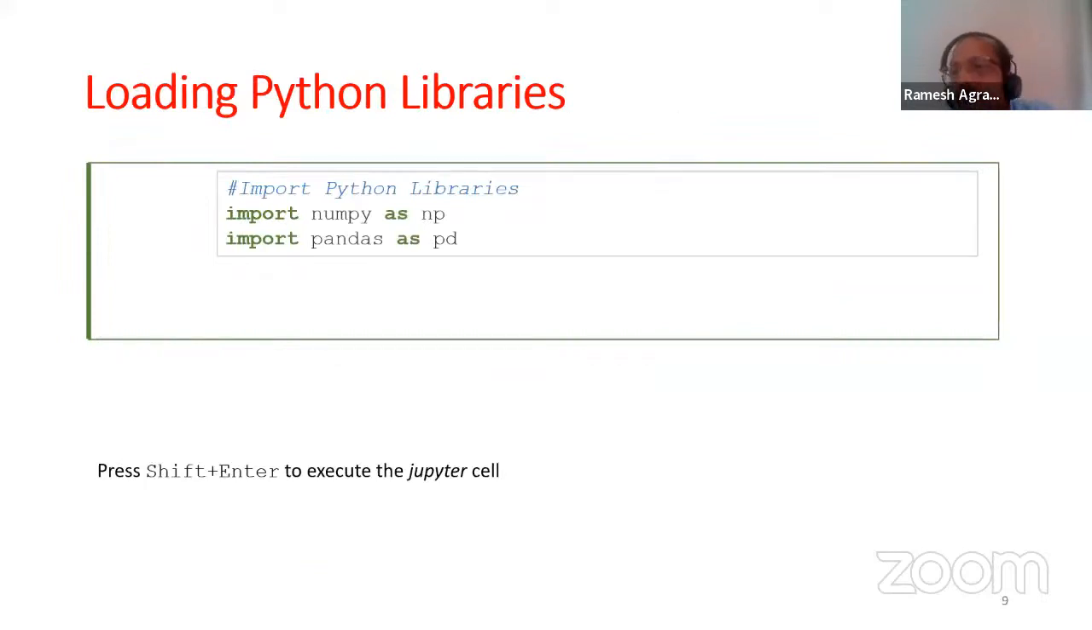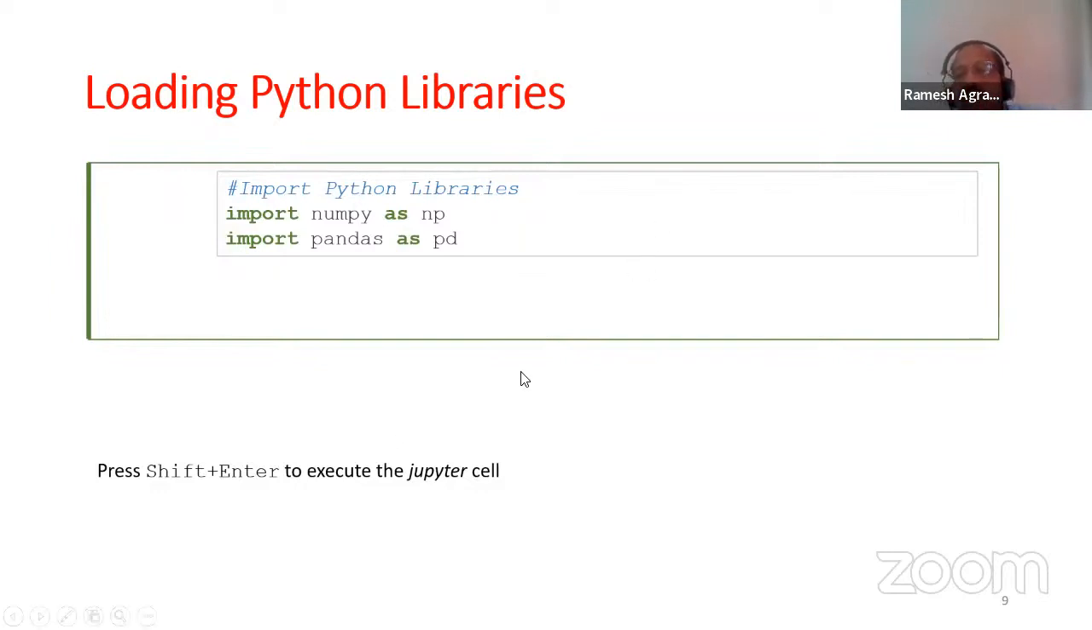As I said, NumPy and pandas are going to be very, very important. Before we start processing anything, you'll find that we are going to import NumPy and pandas. When I say import NumPy as np, it means you are going to create an instance of NumPy and you are naming it np. And similarly, you are going to create an instance of pandas, which we are naming as pd.